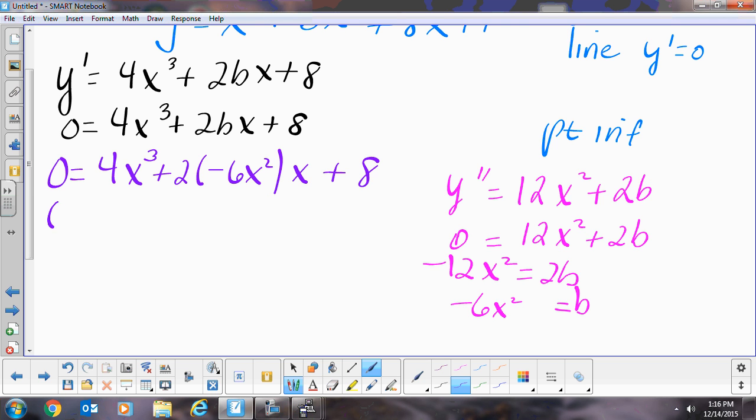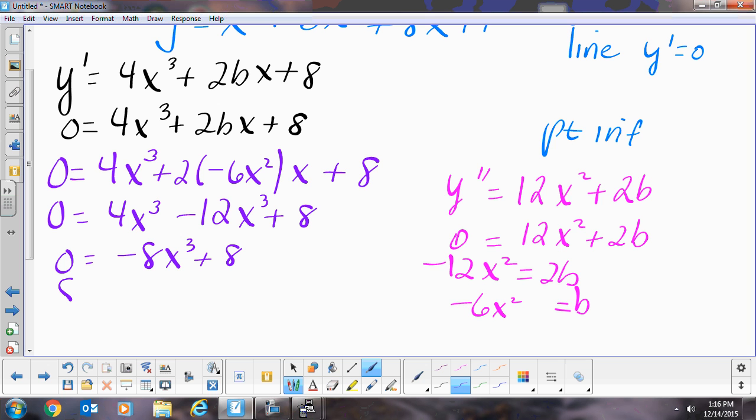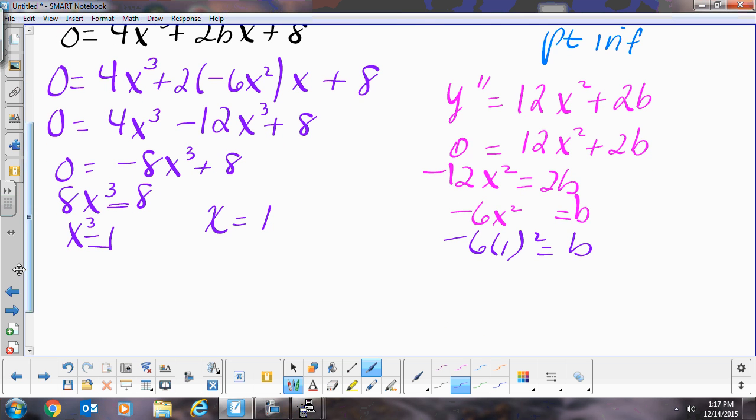So we're going to have 0 equals 4x cubed. What happens? Negative 12x cubed plus 8. It's looking better. What's 4 and negative 12? Negative 8x cubed plus 8. How about if I add my 8x cubed? What is x cubed? What is x? 1. What did they ask for? What is the value of b? Negative 6 times 1 squared is what? Negative 6.